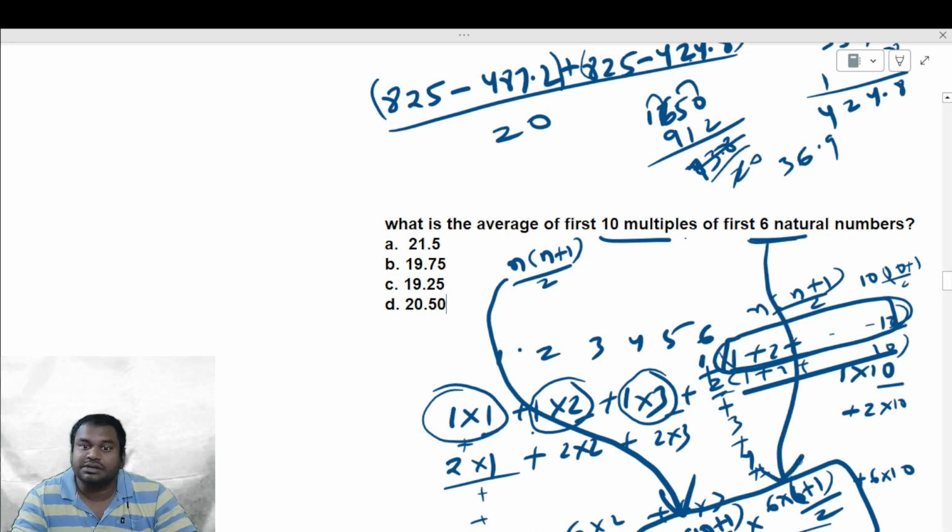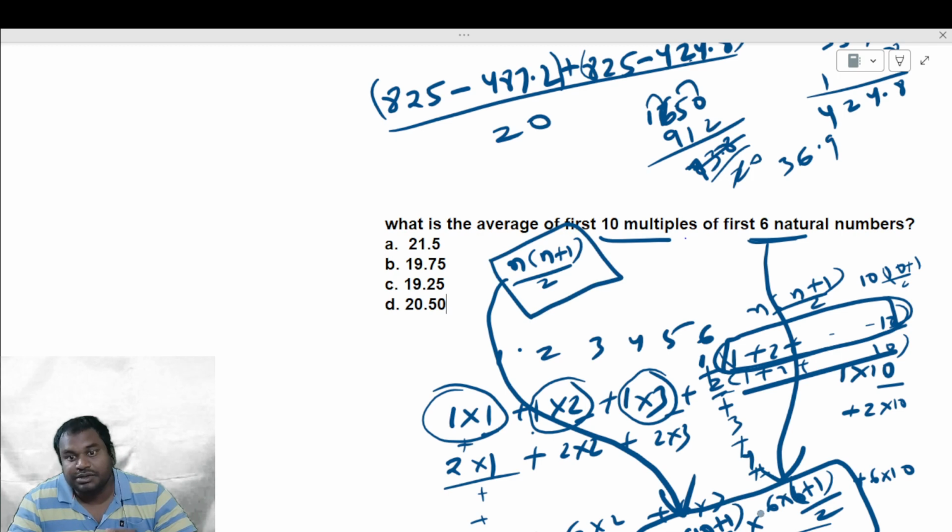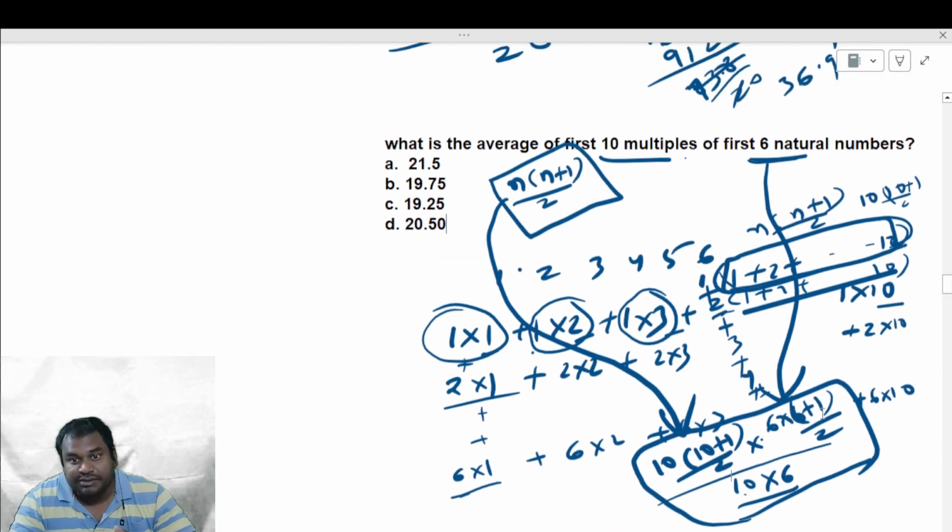The same formula is used at this point and at this point, but you have to multiply them. I have already proved how we get this. That is 10 into 10 plus 1 by 2 into 6 into 6 plus 1 by 2, and divide it by 10 into 6. Whatever numbers he is asking, just multiply them. That will give you the answer. I'll give one more example on this, then you will get more clarity.